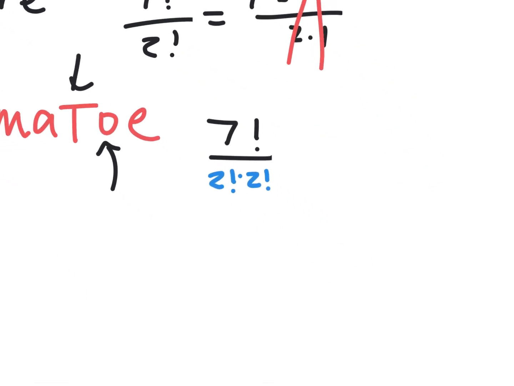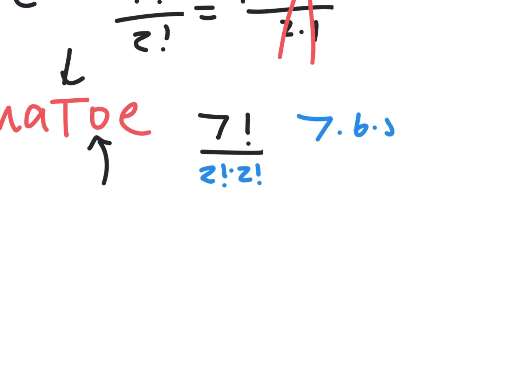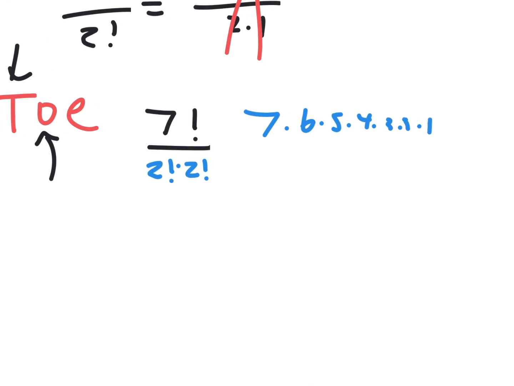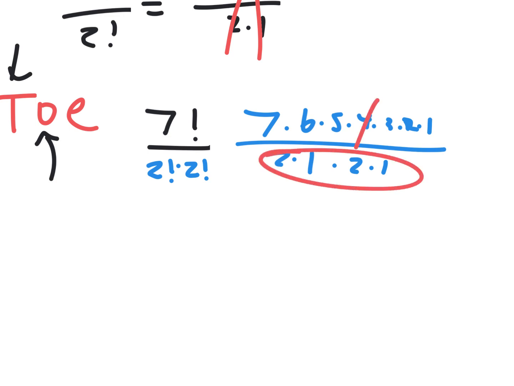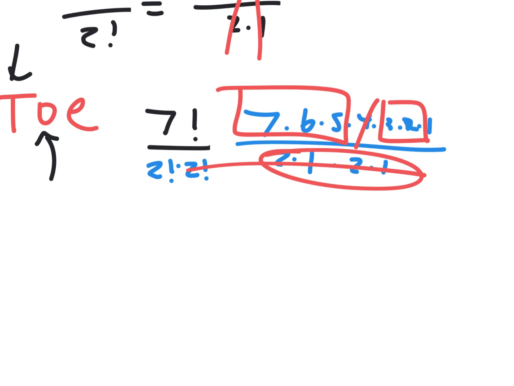Okay, so that would be 7 times 6 times 5 times 4 times 3 times 2 times 1 over 2 times 1 times 2 times 1. Well, I'm just going to say that's like 4, and I'm going to cancel off this 4. Boom. And now I could use my calculator to do the rest. 7 times 6 times 5, and then 3 times 2 is 6. So 7 times 6 times 5 times 6. All right, I'm going to get one last nice normal one, okay?